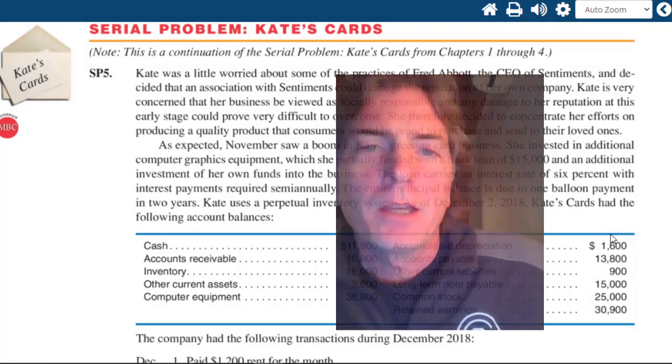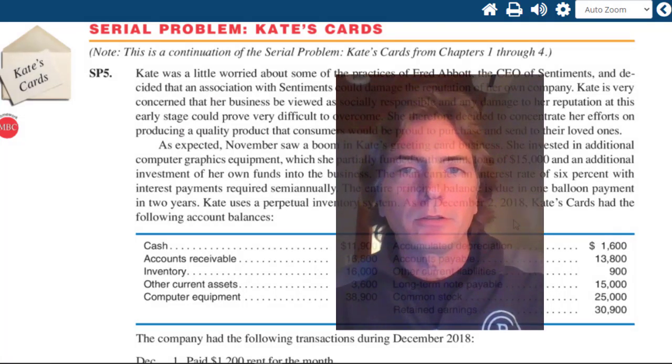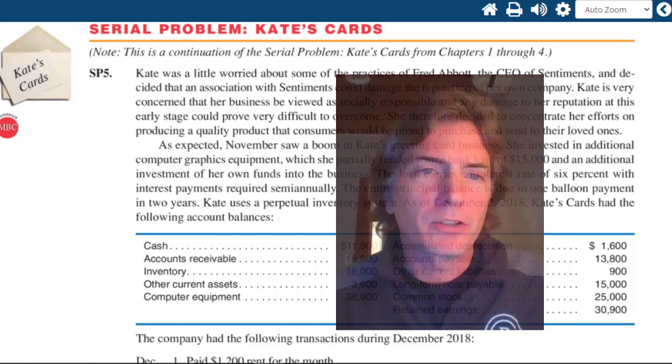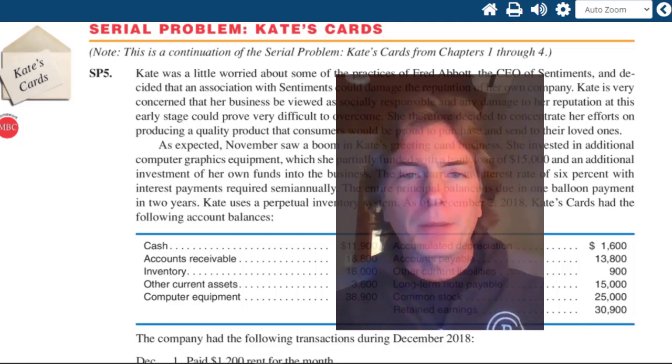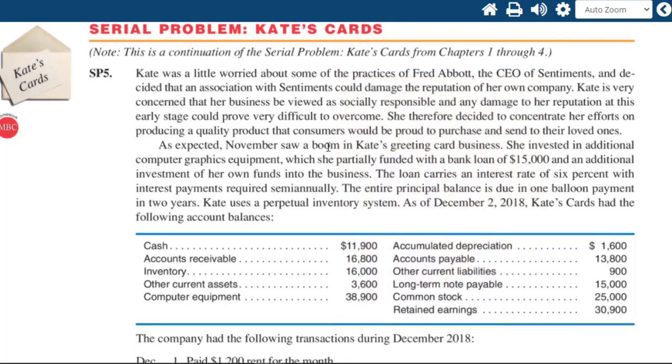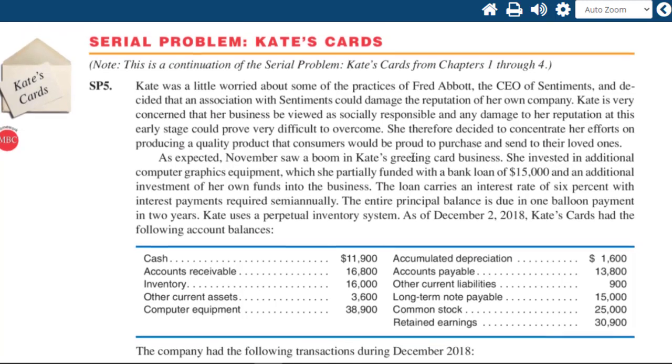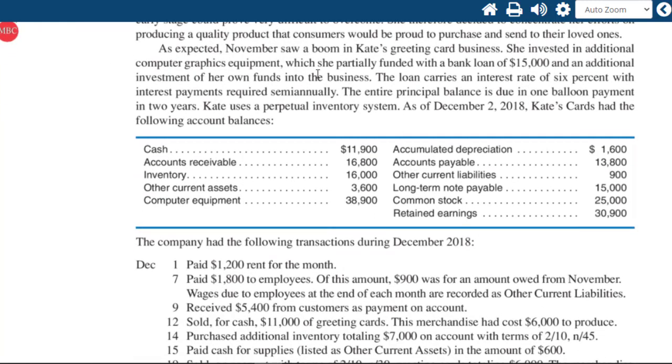Hey everybody. So this week our serial problem starts with Kate on chapter 5. We're going to have to do chapter 5 and 6. Chapter 5, the first paragraph just kind of explains the situation she's in. She decided to pass on an opportunity that she decided wasn't right for her. But then the rest of it is where it really gets into it.